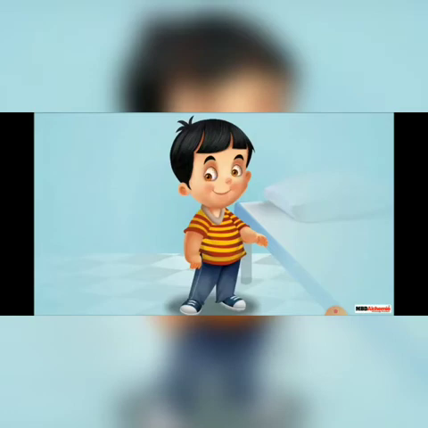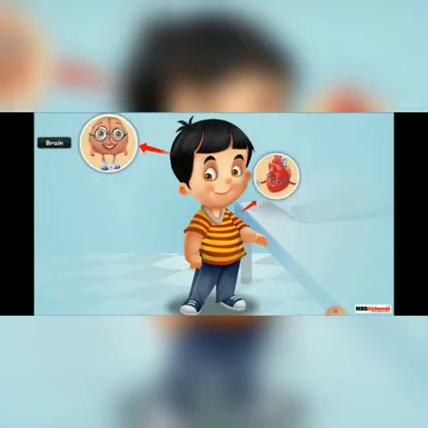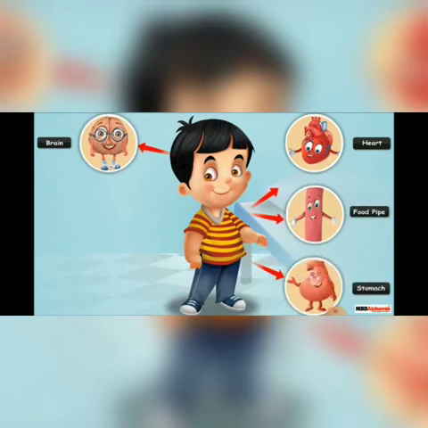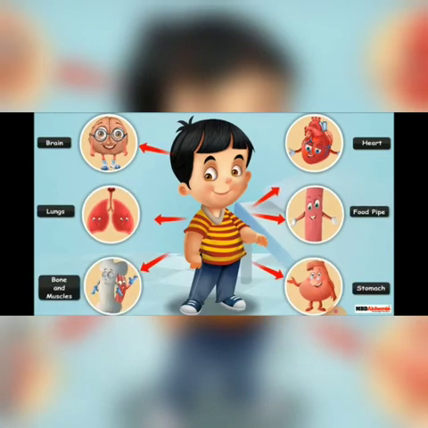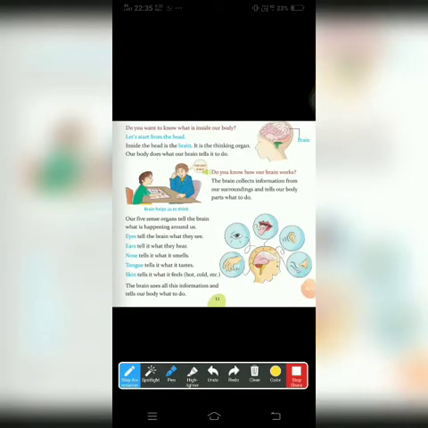So, kids, inside Sid's body, we have found his brain, heart, food pipe, stomach, lungs, bones and muscles. Now, as we have seen in the video a few internal organs as well as their functions, we will be reading the text and learning much more about them. One by one I will be telling you about each internal organ. Let's begin reading.